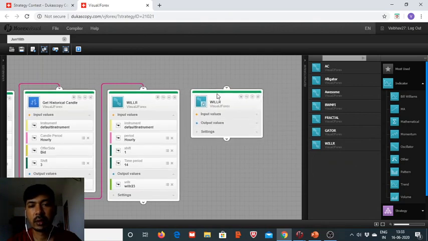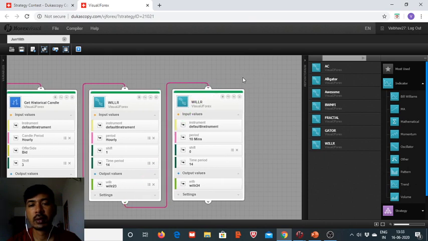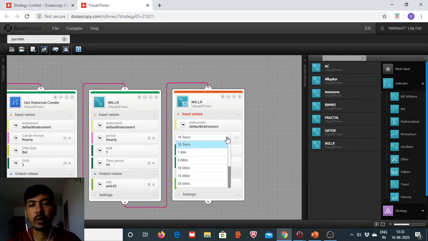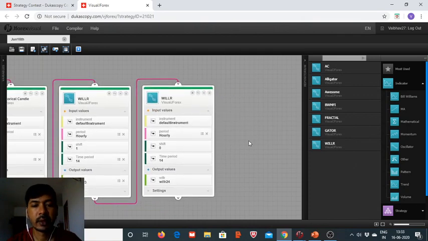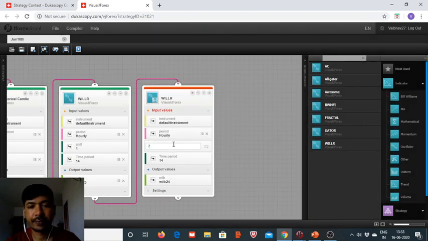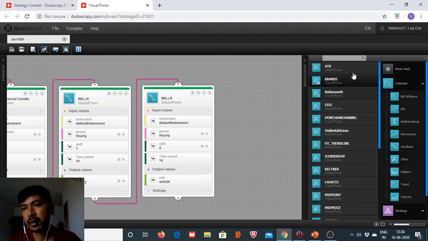So here we take this and this again needs to be converted to hourly time frame, and shift will be 2. And now we have to look for ATR. Okay, we got the ATR.